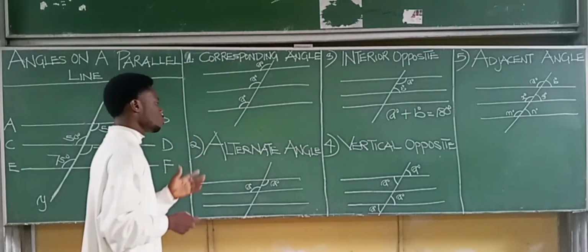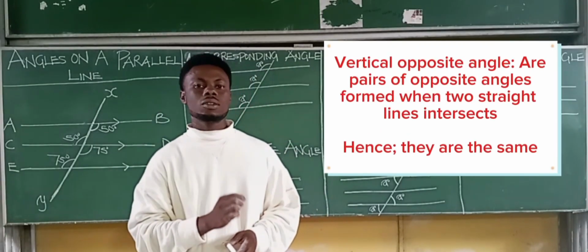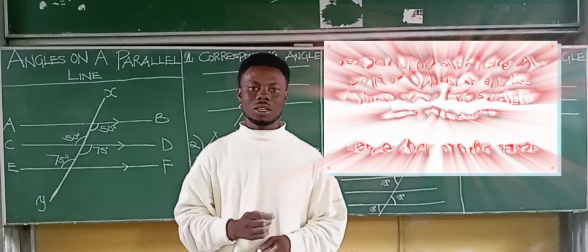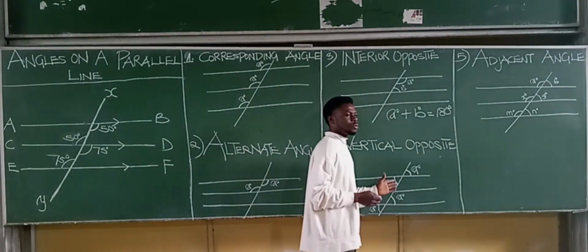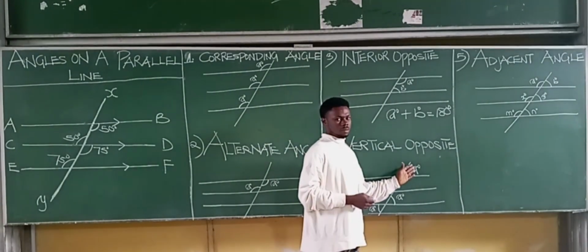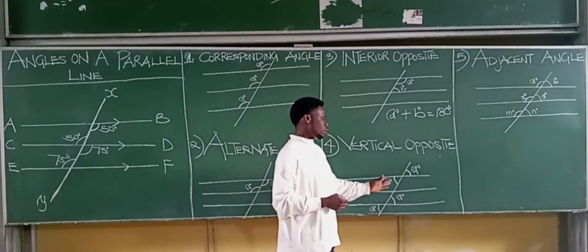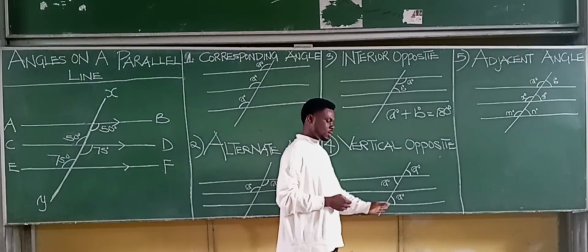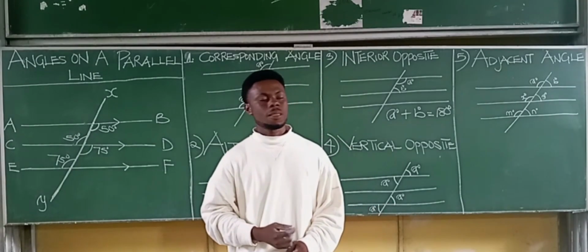Again, vertically opposite angles. Vertically opposite angles are directly opposite to each other. They are basically the same. Example, angle A is the same as angle A. If this angle is 85 degrees, subsequently this will be 85 degrees. Again, this angle is the same as this because they are vertically opposite to each other.